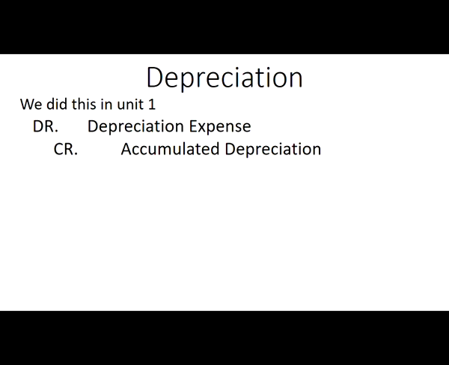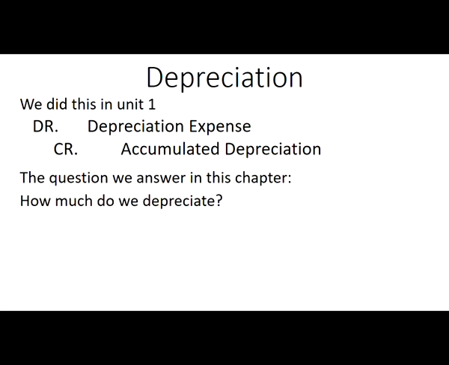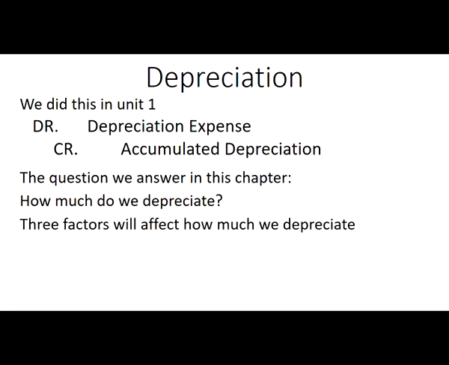Other than this entry, which you're going to see a lot in this chapter, we're going to answer this question, which is what's the amount we put in that journal entry? How much are we going to depreciate? That was in your Chapter 1 unit, so it was talked about a little bit in Chapter 3, but we're going to get into that in more detail. So there's three factors that are going to determine how much we depreciate. It's the cost, the useful life, and the residual/salvage value.